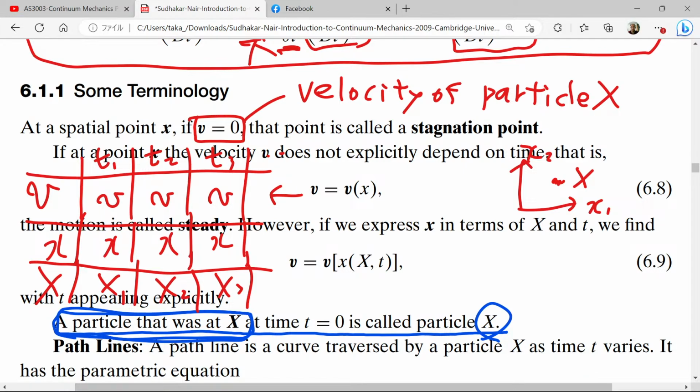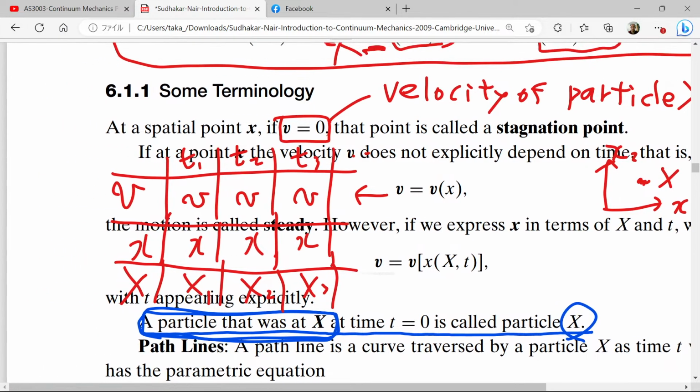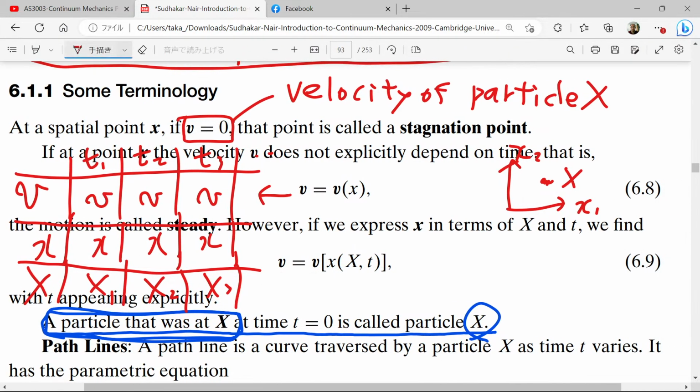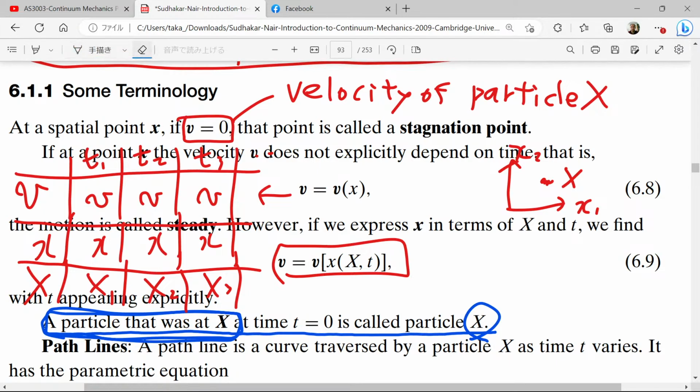However, if we express small x in terms of large x and t, we find, okay, so we use large x instead of small x, with t appearing explicitly. Time appears explicitly. What does this mean?